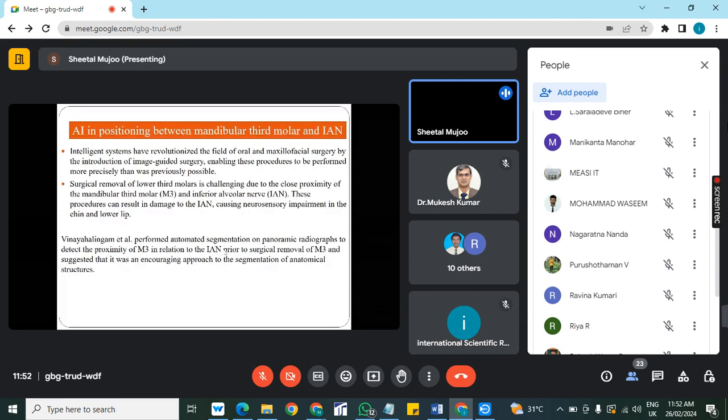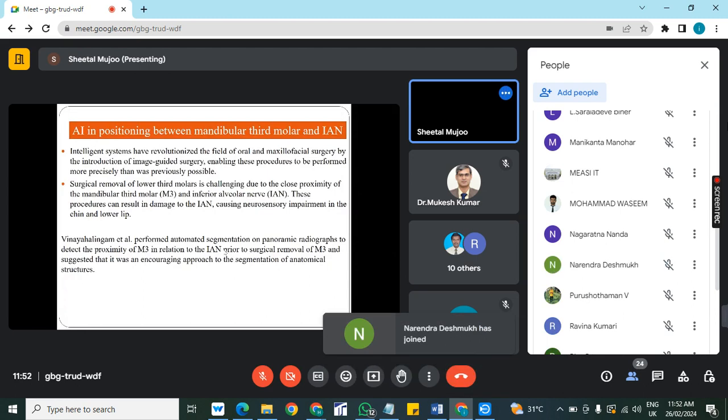But if we have ANN, these neural networks, with this intelligent system, without any extra radiation exposure to the patient, on the panorama itself it can help us segment the anatomical structures and tell us the exact distance or proximity of the mandibular third molar to the inferior alveolar nerve.